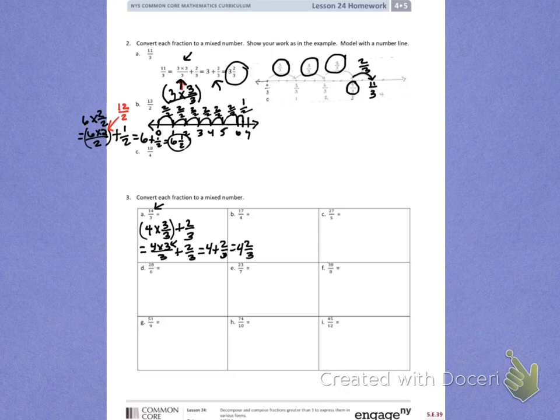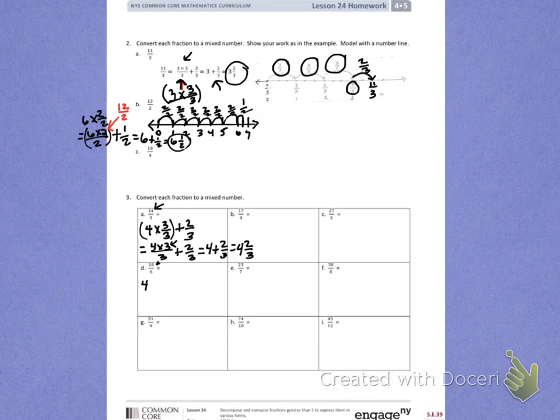Let's do one more. Letter D. 28 sixths. How many sixths can I pull out of 28? Well, we can skip count by 6 if this gets confusing to you. I'm trying to get as close to 28 as possible. So I'm going to start with 6 sixths. Then I'm going to go to 12 sixths. That would make 2. I'm going to go to 18 sixths. That would make 3. Now 24 sixths. That's as close as we can get, is 24 sixths.